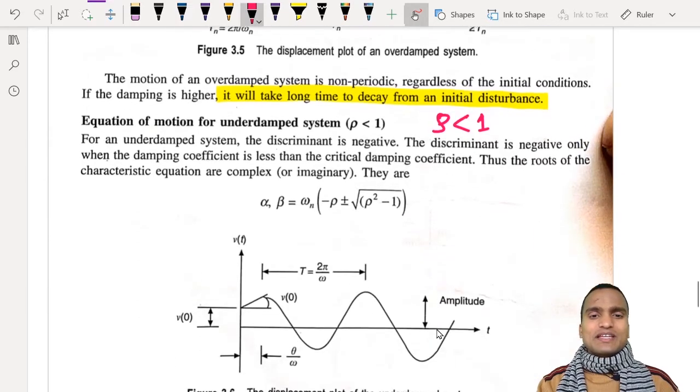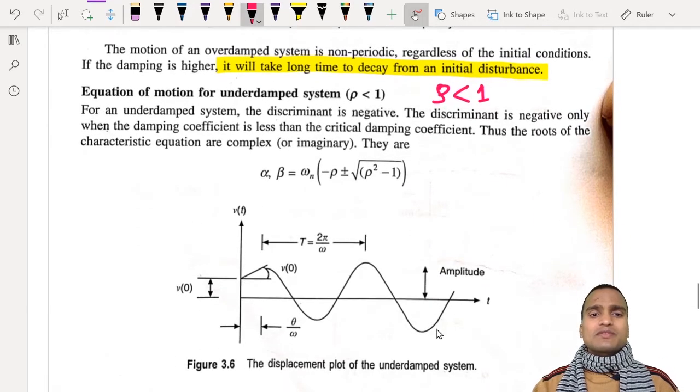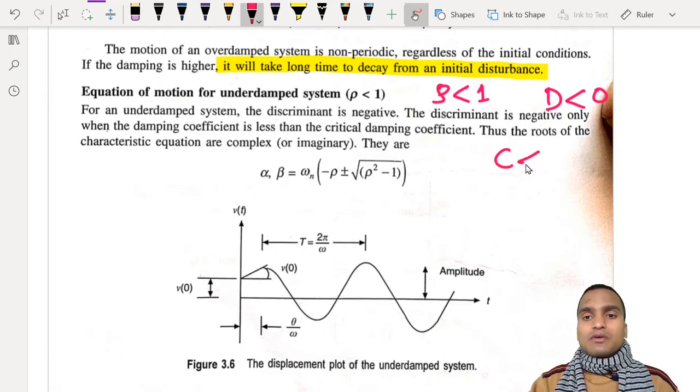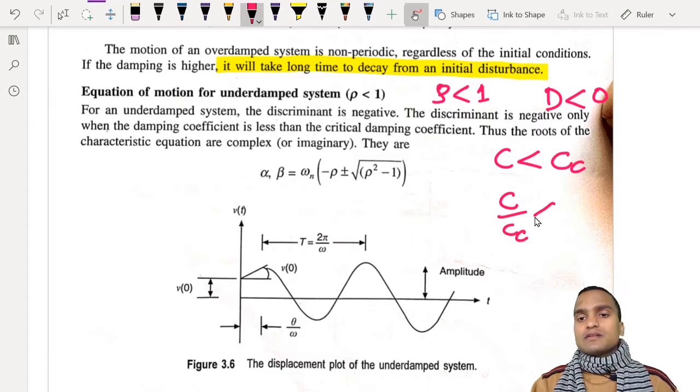Okay, so let us start. For an underdamped system, the discriminant is negative, D value is less than 0, and then here C is also less than Cc. Okay, C by Cc is less than 1.